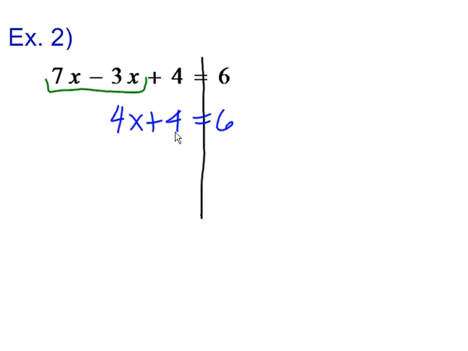We deal with the constant. So instead of adding 4, we subtract 4 from both sides. The 4's go away. We end up with 4x equals, and 6 take away 4 is 2. This is looking funny, but don't worry about it. Things always work out. We're going to divide both sides by 4.